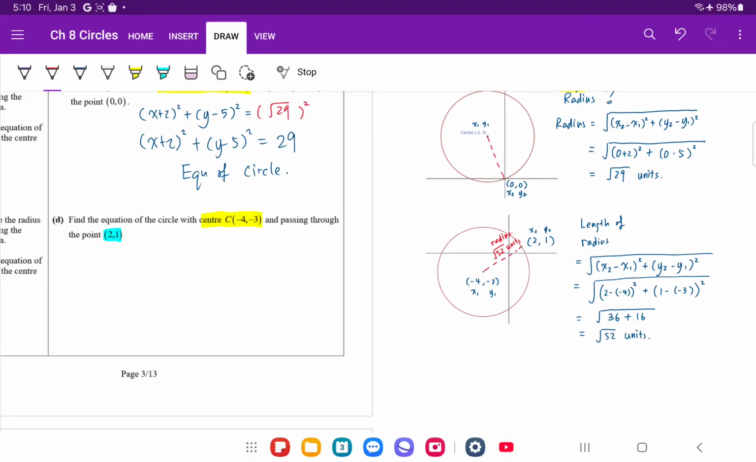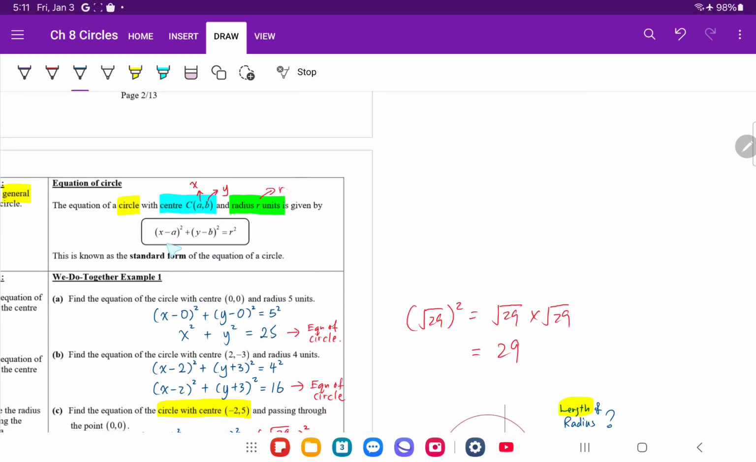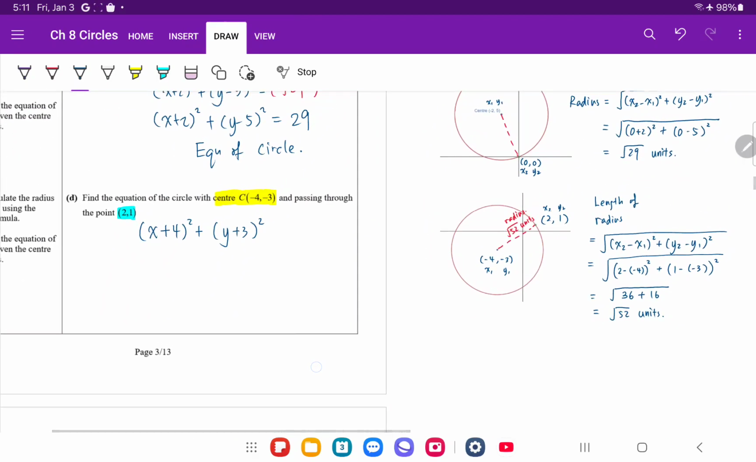Find the equation of the circle with center C. Now we have the radius as well. So it will be x minus 4. That will be x plus 4 squared. Plus y minus 3. So that's y plus 3 squared. Remember about this formula. When they are negative, you must do double negative. So x minus 4, y minus 3. And that's how I got this.